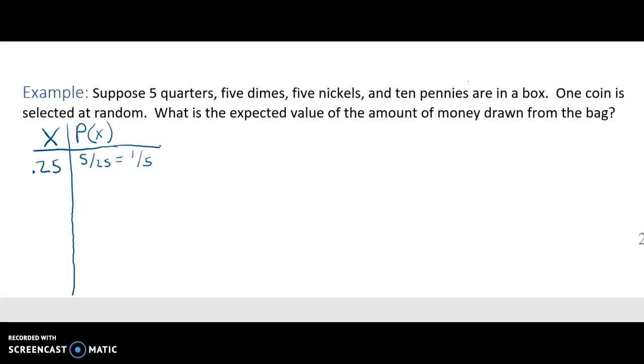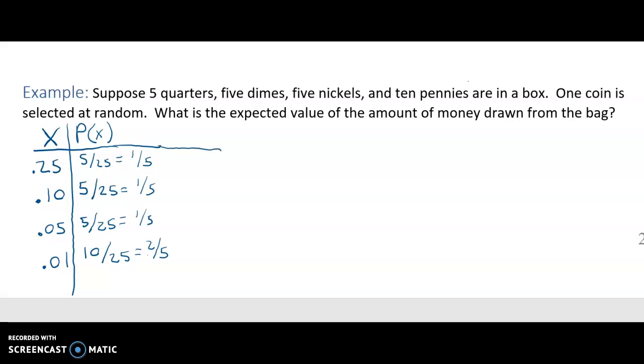There are also 5 dimes in the box. A dime is worth 0.10. The probability of drawing a dime is 5 out of 25, or 1/5. Next we have nickels, which are worth 0.05. Since there's 5 nickels, the probability of drawing a nickel is 0.25, or 1/5 once again. And finally, we have 10 pennies. A penny is worth 0.01, and the probability of drawing a penny is 10 out of 25, or 2/5.